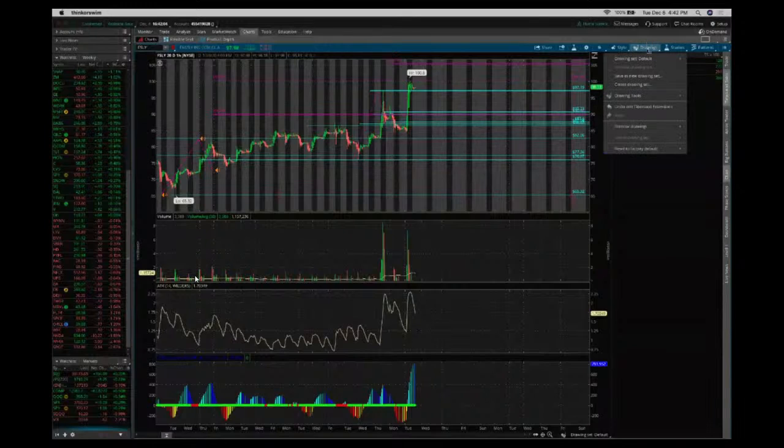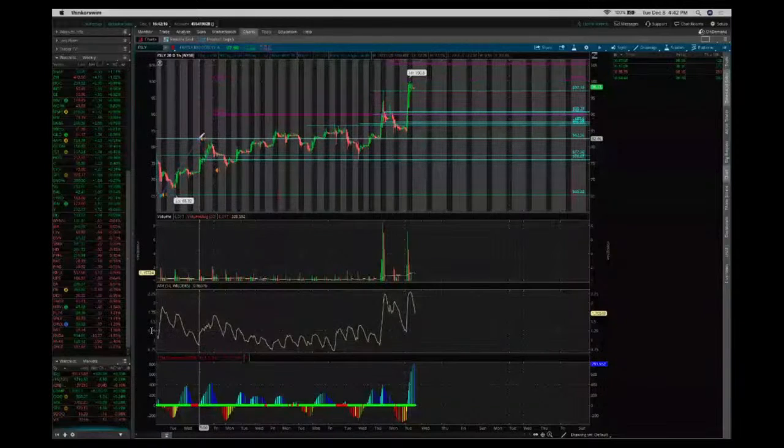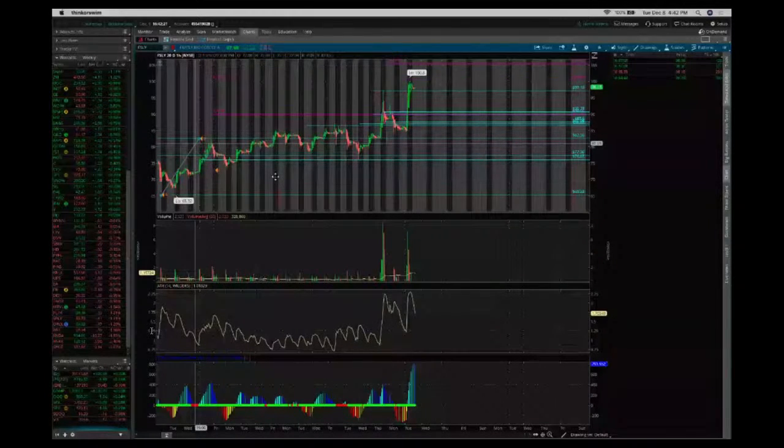We do drawings and we go here. Let's do one from here, point A to point B. Get that. And we do duplicate drawing, trend line. You see that? So that's going to have a reference.